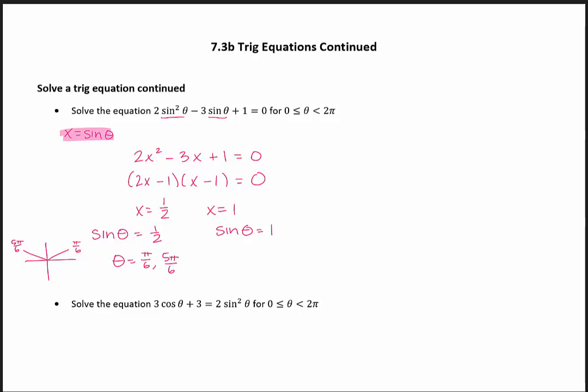But now I need to think about where sine is equal to 1. When I look at my unit circle, I see that that does in fact happen right here at pi over 2. So in this case, theta is going to equal pi over 2. So that's it. Those are my 3 answers. There's no other place between 0 and 2 pi that sine is equal to either 1/2 or positive 1. So my answers for theta are pi over 6, pi over 2, and 5 pi over 6. It doesn't matter the order that you write them, it just matters that all 3 are there.